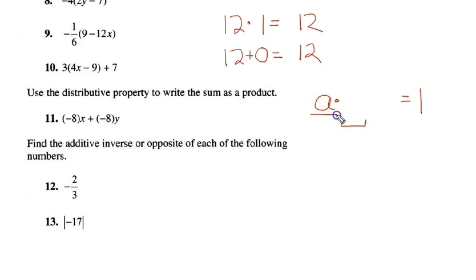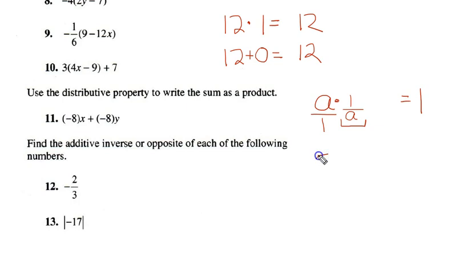Now, remember, we said any number has a 1 under it that we don't write normally. So what would be the reciprocal of a over 1? The answer would be 1 over a. Now this is sometimes referred to as the multiplicative inverse. It's the reciprocal: what you would multiply something by to have it equal 1.